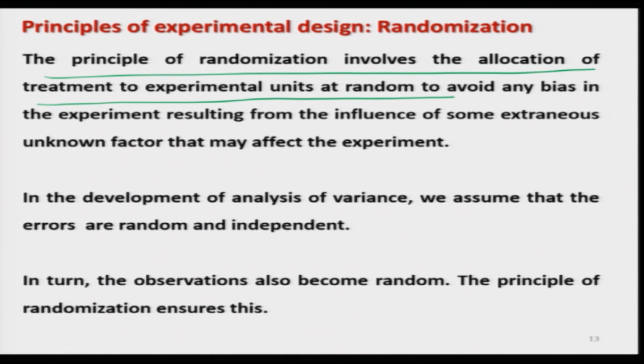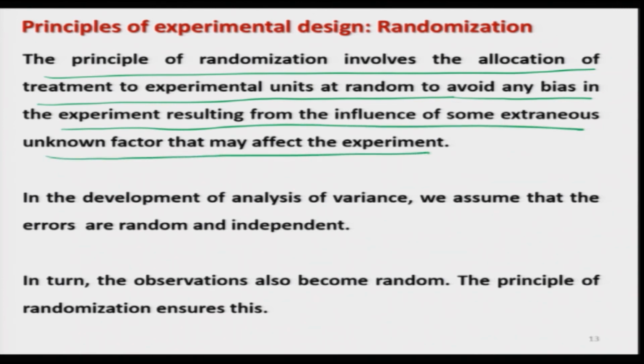Right. And this is going to help us avoid any type of bias in the experiment resulting from the influence of some extraneous unknown factor that may affect the experiment. So, this is something like, say you put 20 treatments inside a box, and then you hold the box and shake it, so that you do not know, when you take out a chit from the box, which of the treatments is going to be there. It is something like this.